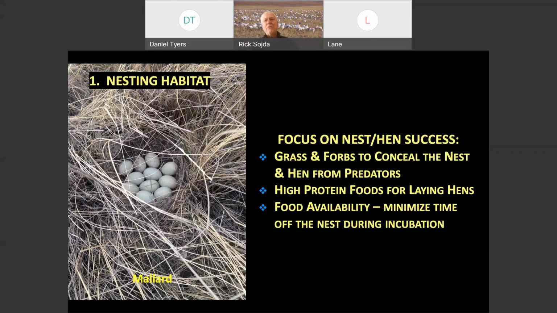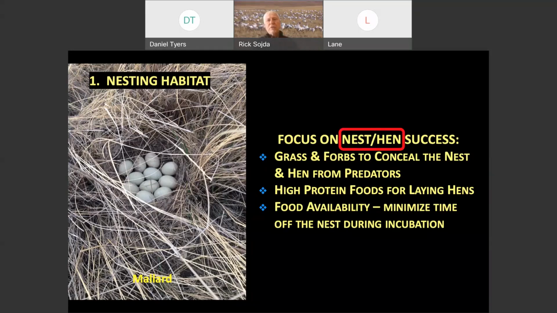But they need high protein foods for the laying hens. They need to produce those eggs and chuck them out, and they need high protein to do that. And food availability for hens minimizes the time off the nest during incubation. And if you minimize the time off the nest, you maximize the nest success. So having high protein foods available for those laying hens and easy to gather actually contributes to nest success by minimizing the time off the nest.